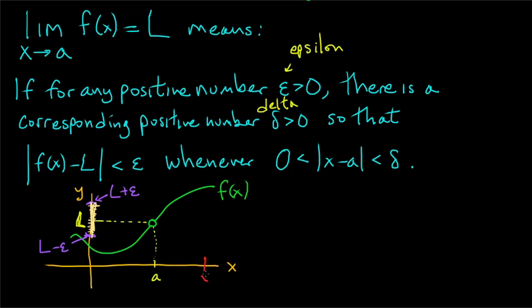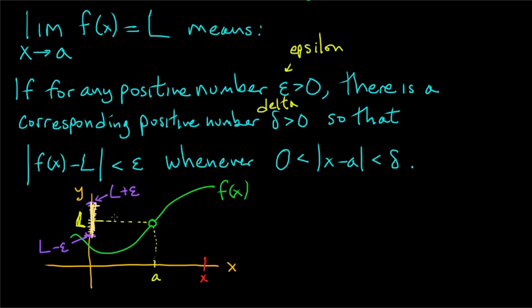Well, let's say my x is over here, right? That's pretty close to A. I'm not that far from A. But then up here is my f of x, and you can see that that's not between L minus epsilon and L plus epsilon. So this x is not close enough. This x that I drew here is too far away from A, so that the f of x is not within this L minus epsilon to L plus epsilon band.